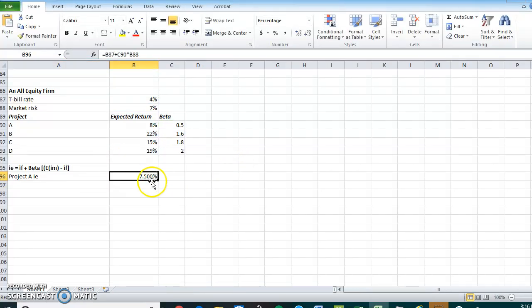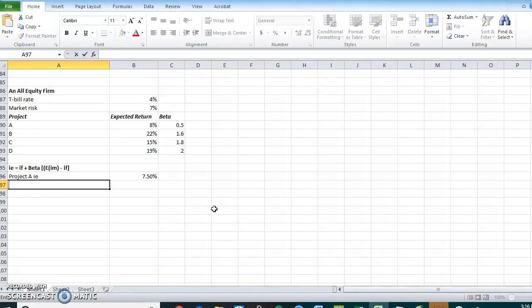This is set to 3 for some reason, so we're going to decrease our decimal by 1 by clicking the other little decimal button. And there we go. Project A is 7.5%.